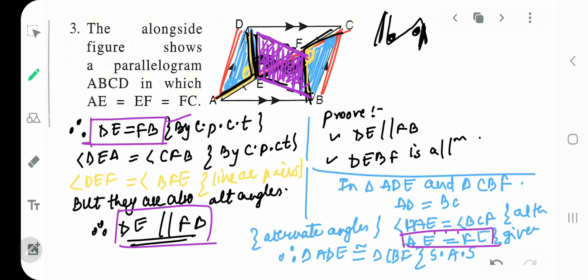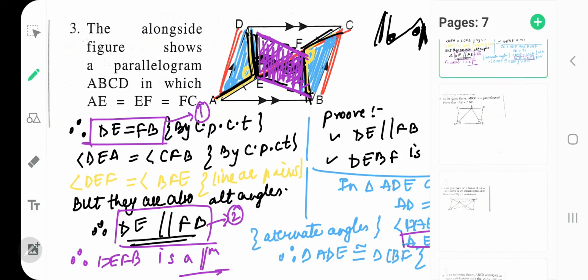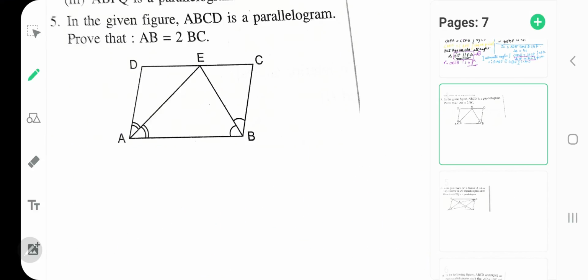So here you can mark equation number 1. Here you can mark equation number 2 and write therefore DEFB is a parallelogram. Got my point clear? Next I'm doing selective problems which are very important. I'll be taking those problems.